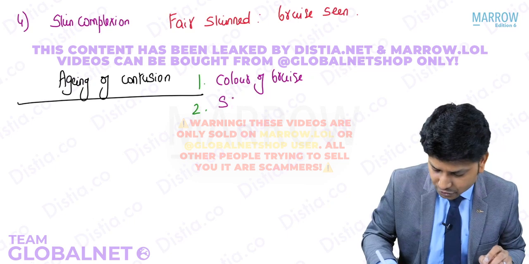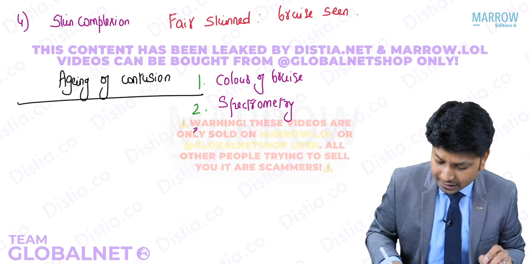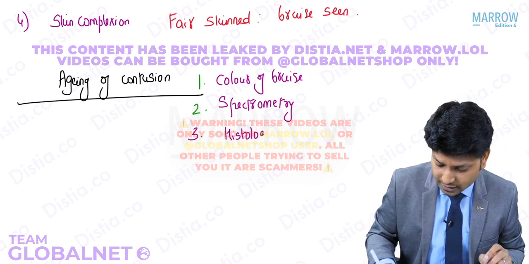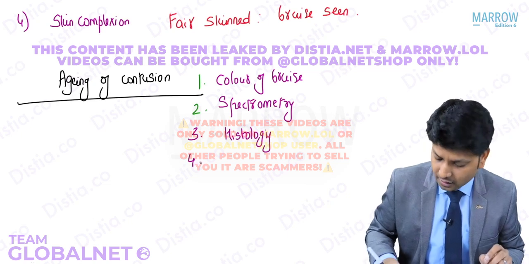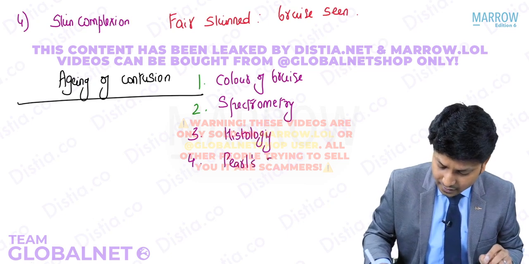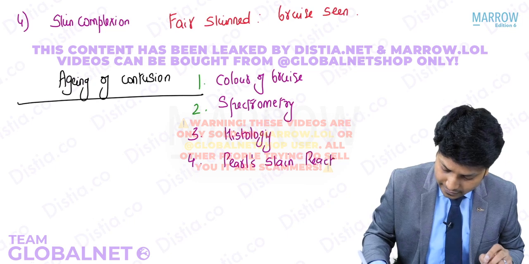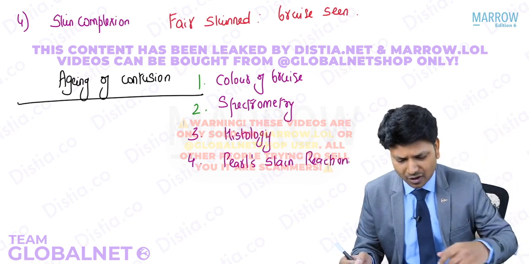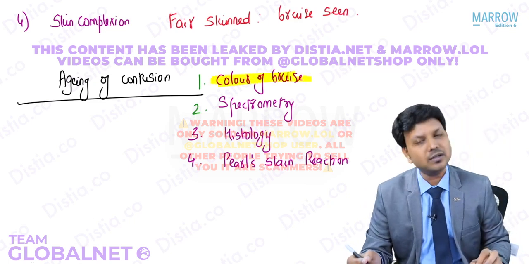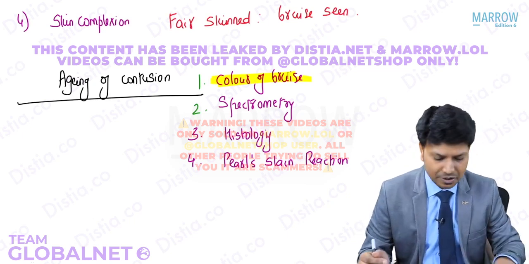Number two, we can do spectrometry. Number three, if you're doing an autopsy, you can do histological studies. Or you can also do the reaction called Perls stain, the Perls stain test, for demonstrating hemosiderin. So all these things are available. What is more commonly done is the color of the bruise, and that's what we're going to discuss, and this is what is commonly asked in examinations.